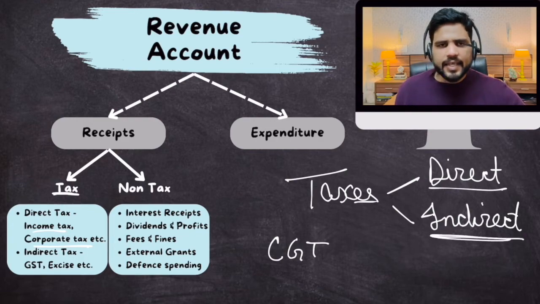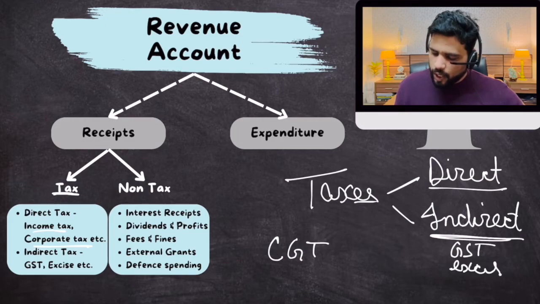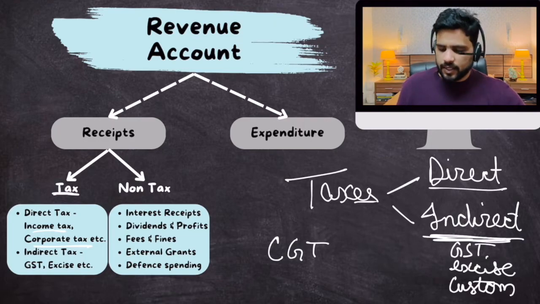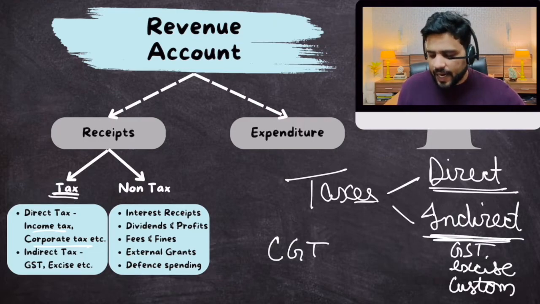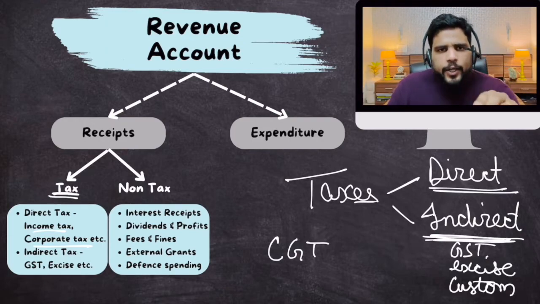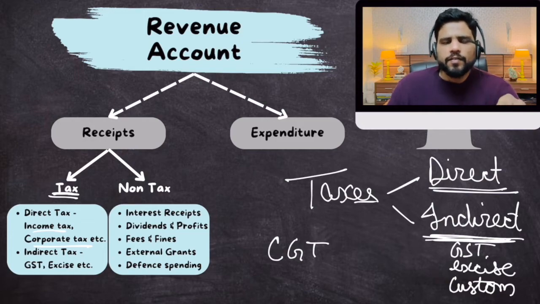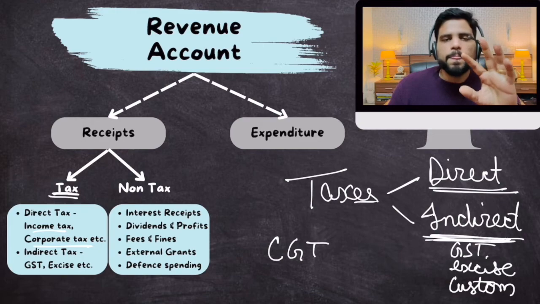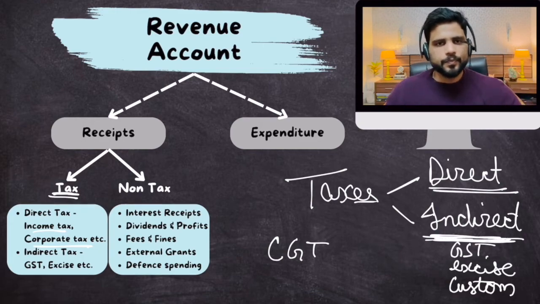What are the examples of indirect taxes? Well, GST is an example. Excise duty on liquor and petrol is an example. Custom duty, which is levied on imports of goods, is an example of indirect tax. So the government collects tax revenue in the form of direct taxes and indirect taxes. Very simple. Just remember this one difference: if the point of levy of tax and the burden of that tax fall on the same person, then that tax is direct. If it is on different people, different entities, then that is an indirect tax.